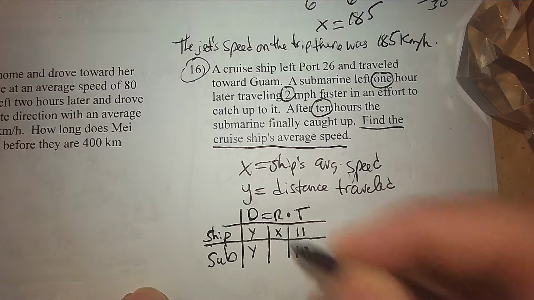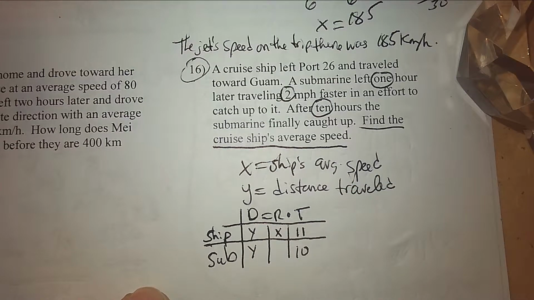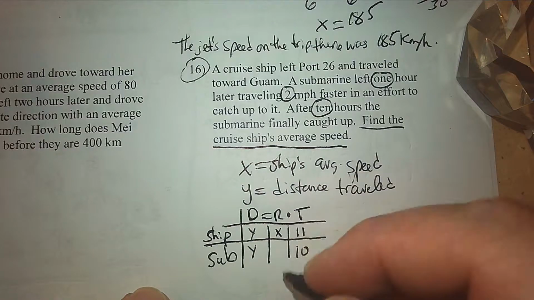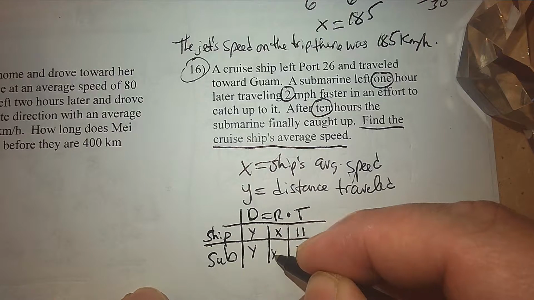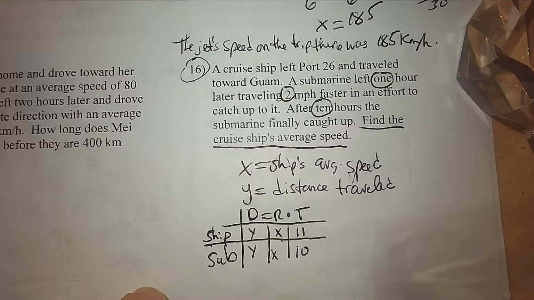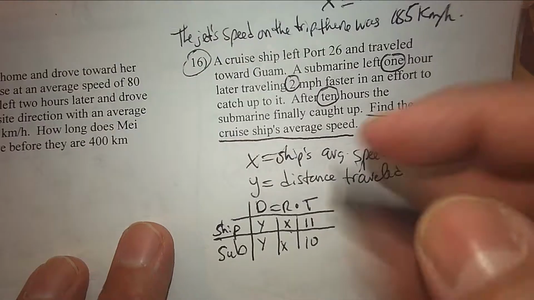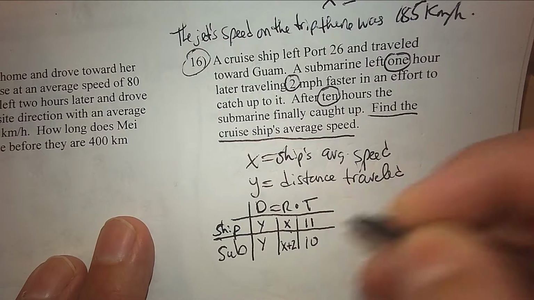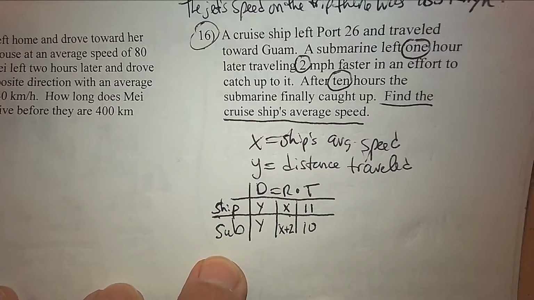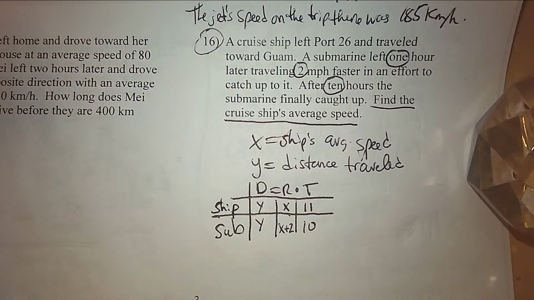this is what I'm looking for, right? The ship's average speed. We only know that the sub is going how much faster? So if the ship is going X, then the submarine must be going X plus 2. So take a moment and write down two equations.